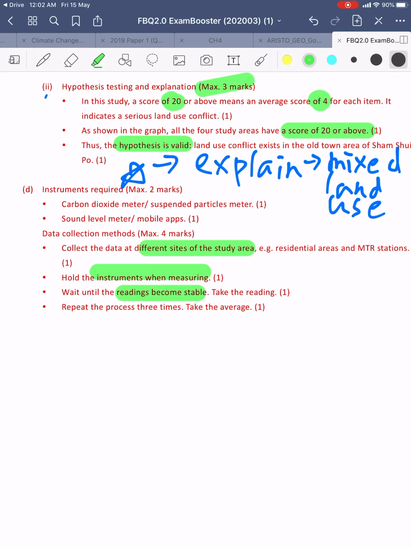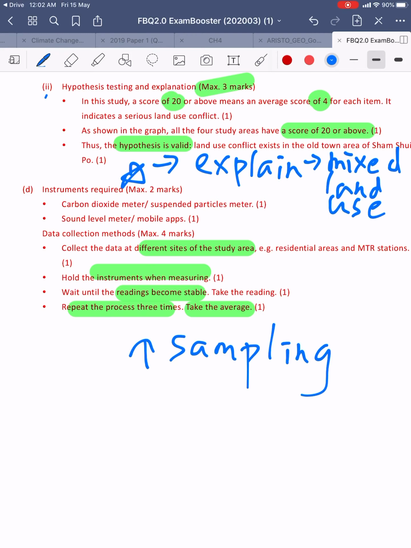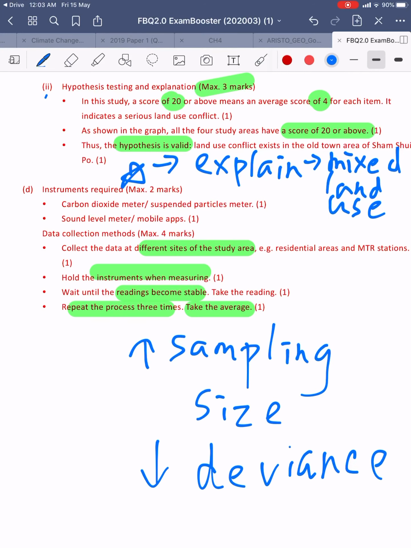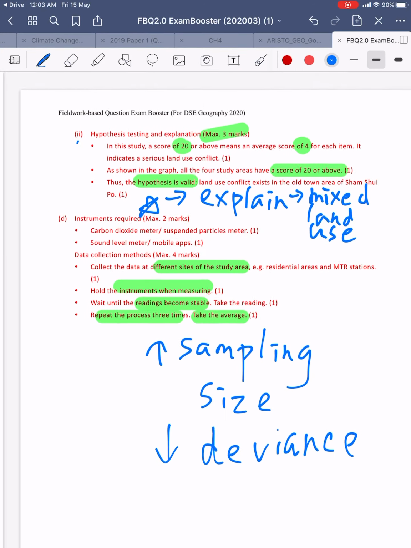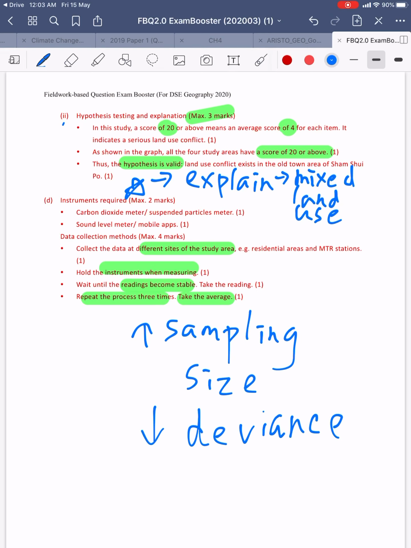Repeat that a few times and take the average. As I said before, increase the sampling size, and then it can reduce the deviance. The differences will not be so large. So Mr. Leung's screaming can be avoided. The data of Mr. Leung's screaming may be eliminated.